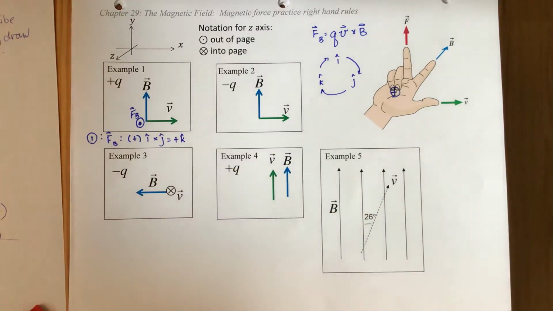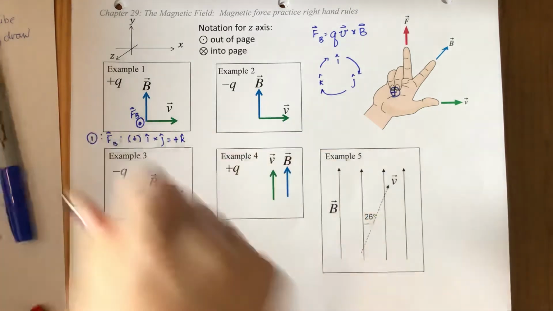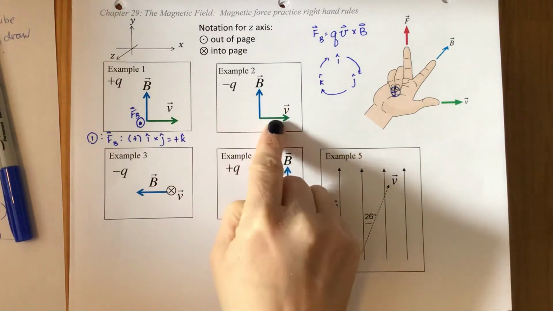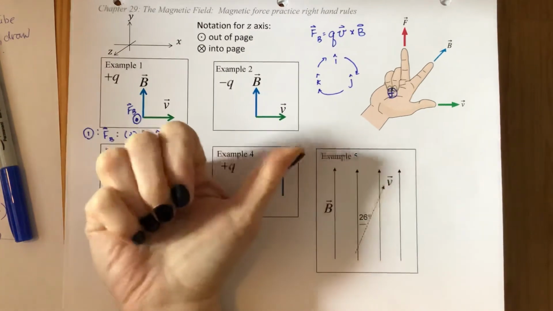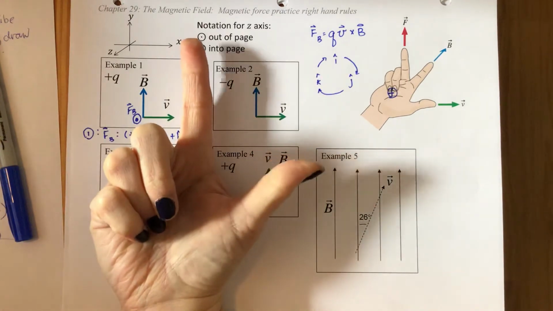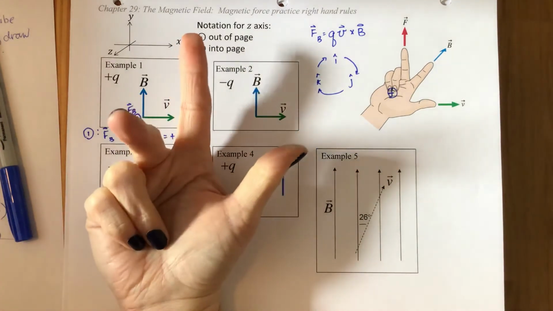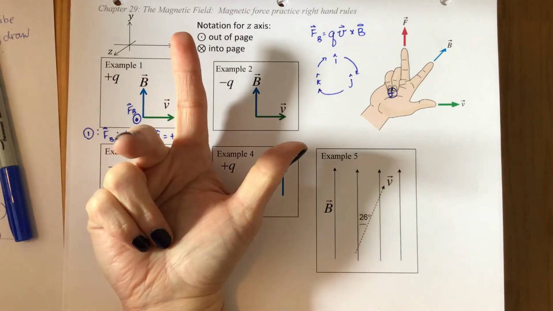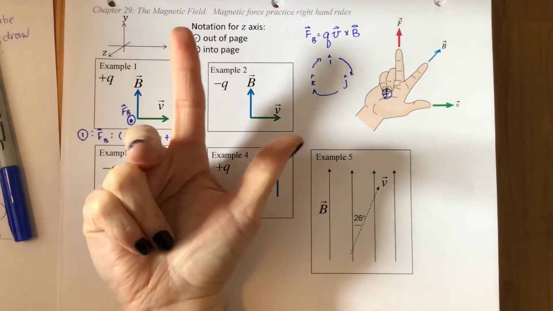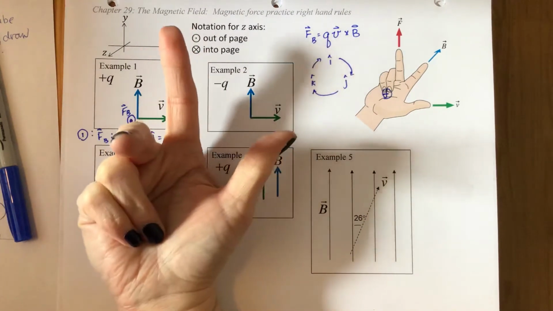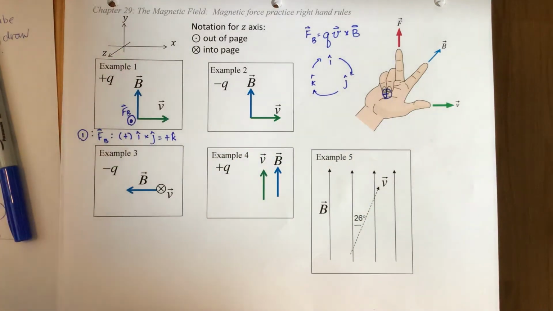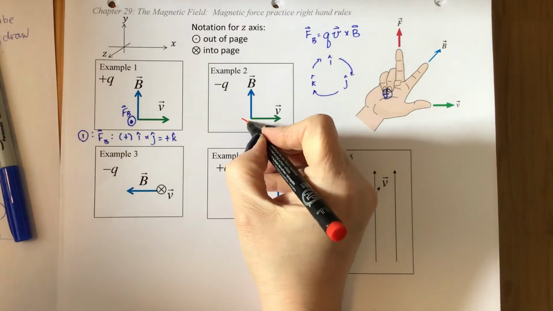Let's go on to number 2. We have a negative charge. V is to the right, that's our thumb. B is our magnetic field, that's up. Our middle finger, the force, is coming out of the page, but that would be if our charge were positive. This is a negative charge, so we have to rotate it by 180 degrees and we get into the page. Into the page has a notation of an X, like we're looking at the flights of an arrow.